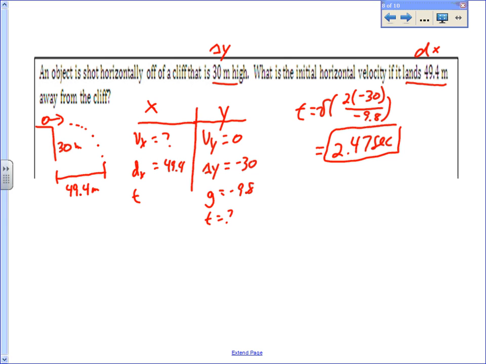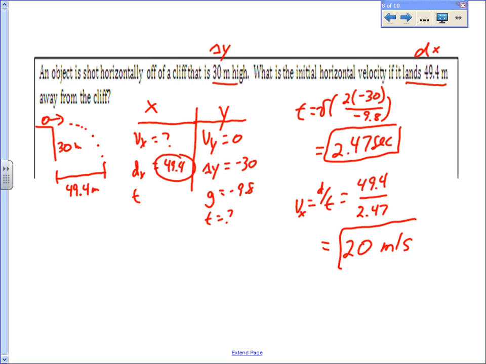While it's in the air, it's going to cover this 49.4 meters. So our Vx is going to equal d over t. So the 49.4 from our x side, right over here, divided by our time in the air, 2.47 seconds. And that comes out to 20 meters per second. That's our initial velocity as we leave the top of the cliff.